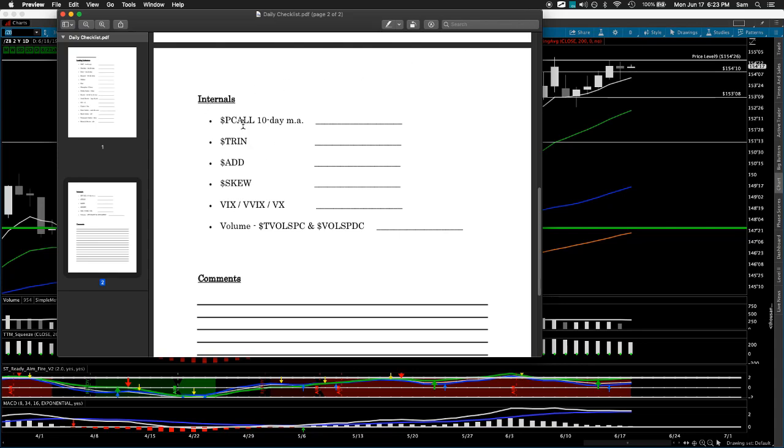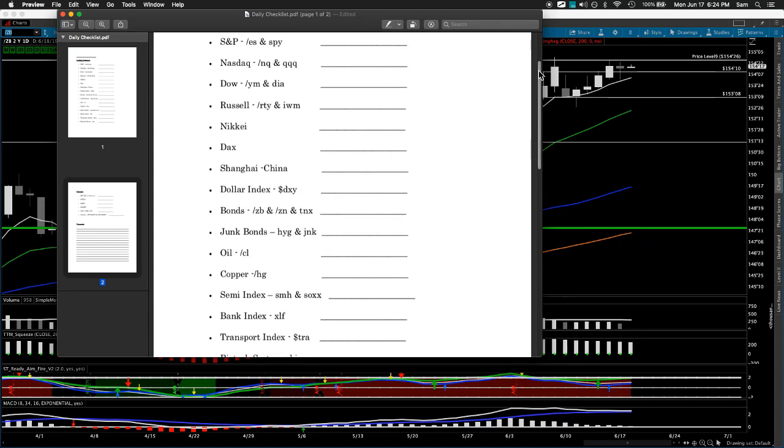These levels right here are really important, guys. So you just write down the 10-day moving average of the P/C ratio, the trend, the advance-decline, skew, VIX, and volume, right? And you may not even care about some of these, and that's okay. Like I don't care about the skew as much, and you may not care about the trend, and that's okay. But I still would recommend going through the list and just populating the charts or populating the values here because it'll get you to look everywhere that matters.